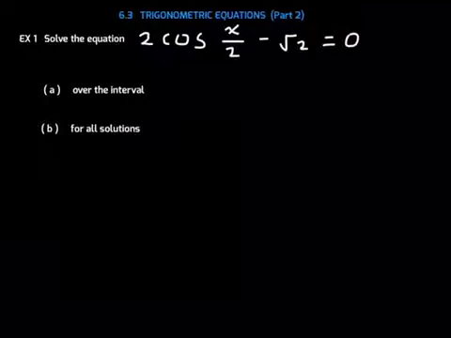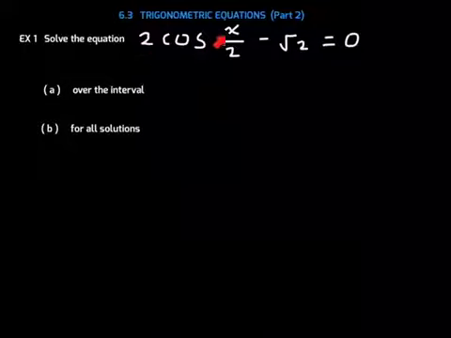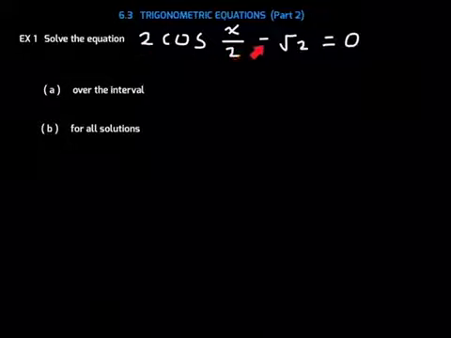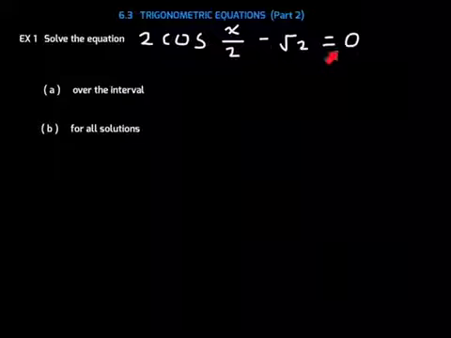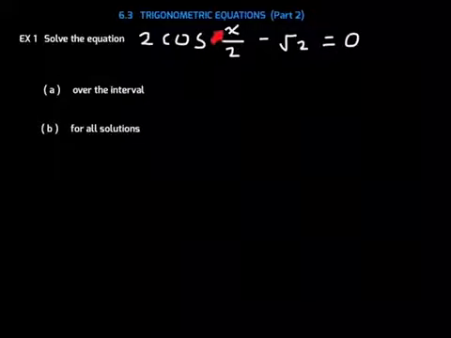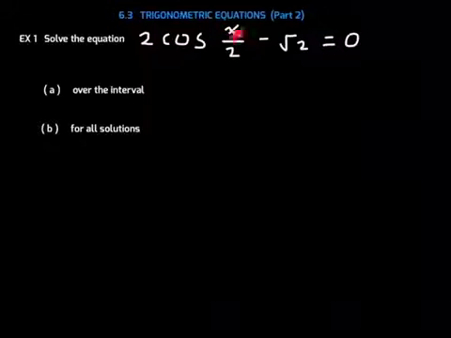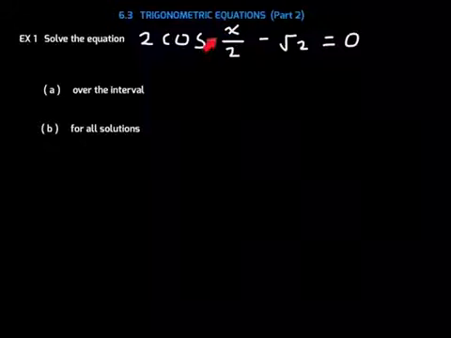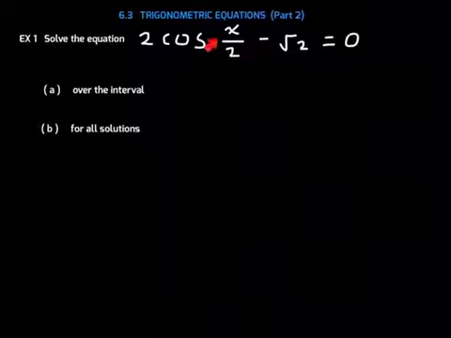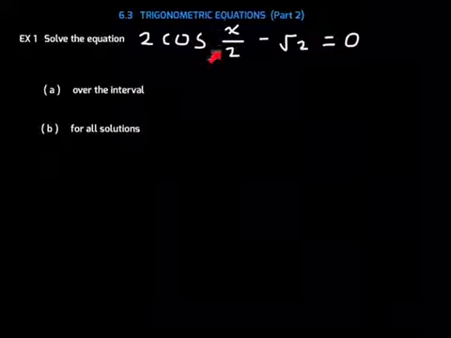Okay guys, example 1: solve the equation 2 times cosine of x over 2 minus root 2 is equal to 0. See, this argument right here is what I was talking about. In 6.3, in this section, all of the arguments are half angles like this or double angles and so forth. We didn't see this kind of thing in the first part in 6.2. So look out for this.